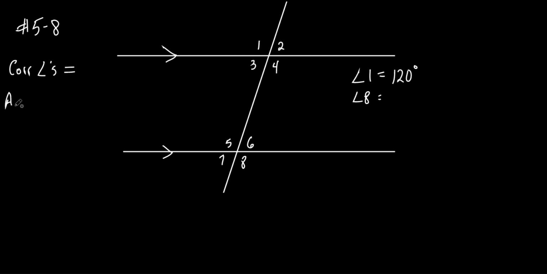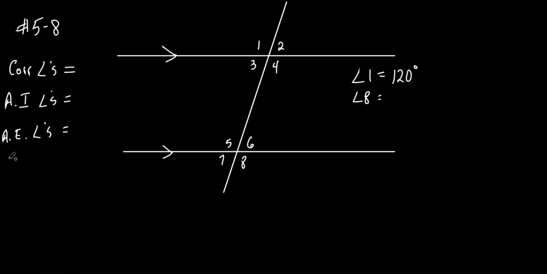And then I'll just go AI for alternate interior. Is that all right? So the alternate interior angles. What's true about the alternate interior angles? They're equal. And then AE, alternate exterior angles. What's true about them? They're equal. Okay? It seems like everything's equal, but not everything is equal.